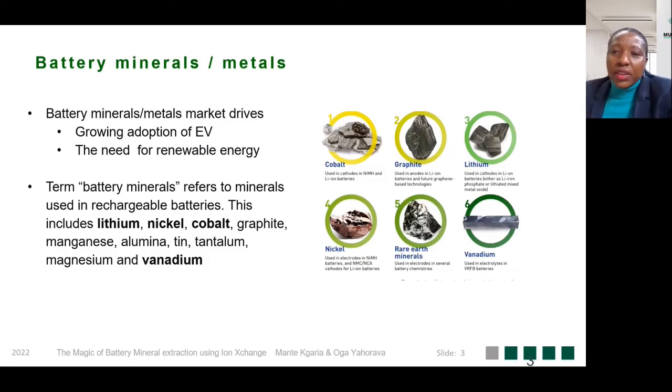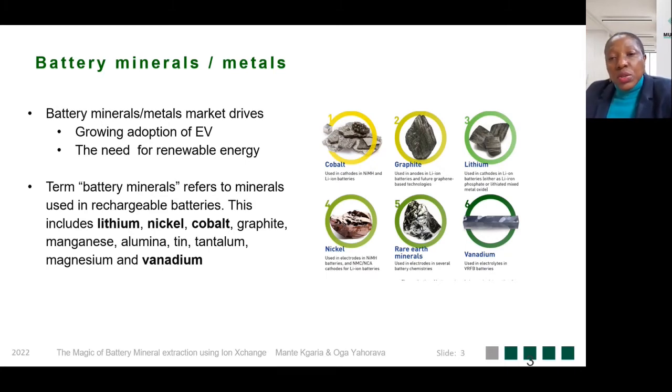The top market drivers for battery minerals and metals have already been discussed. The main point to highlight here is that battery manufacturing relies on a set of raw materials with specific technical properties. Different chemistries for batteries, whether it be nickel metal hydride, lithium ion, vanadium redox flow, or other emerging technologies, each require raw material inputs with distinct attributes.